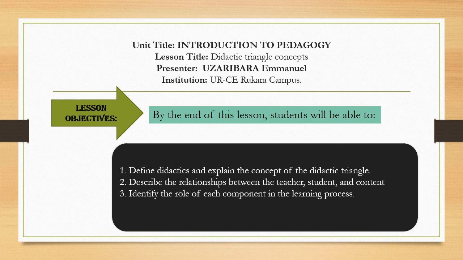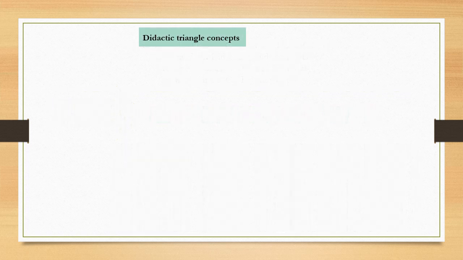The components we are talking about here are the teacher, student, and the content, the components of the didactic triangle. Another objective is to apply the didactic triangle in real-world teaching scenarios. So, let's continue. The first concept is didactics. What do you understand by the term didactics?